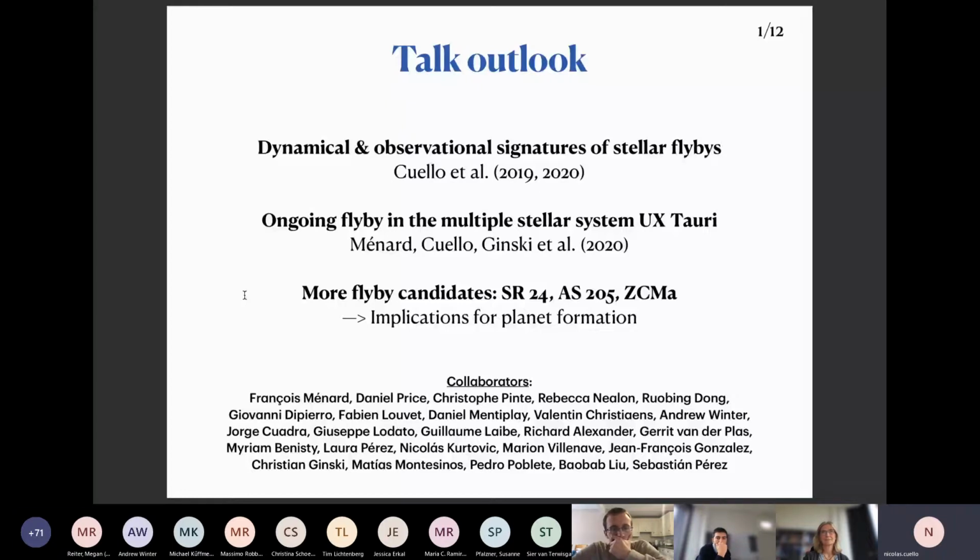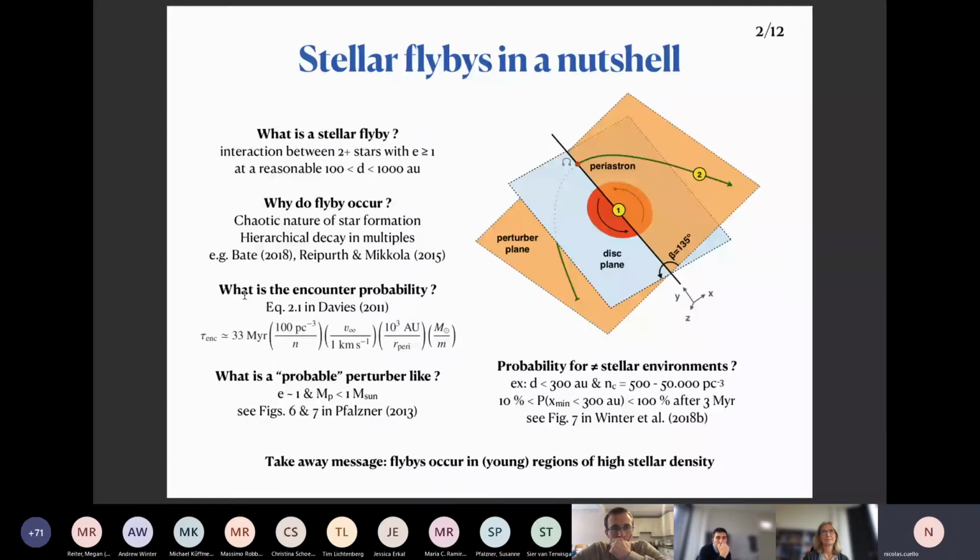So if we want to summarize what is the effect of stellar flybys on disks, first we need to start with a definition. It's an interaction between two or more stars where one of the participants has an eccentricity larger than 1, and it has to come to a reasonable distance, let's say between 100 and 1,000 AU, in order to create a dynamical signature without being too destructive. And this kind of flyby occurs because of the chaotic nature of the process of star formation, or also because of the hierarchical decay in multiple systems.